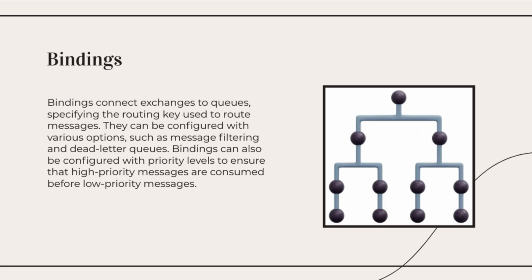10. Message priority. RabbitMQ supports message prioritization. Messages can be assigned different priorities, and the broker can be configured to deliver higher priority messages before lower priority ones. This is useful when certain messages need to be processed with higher urgency or importance.